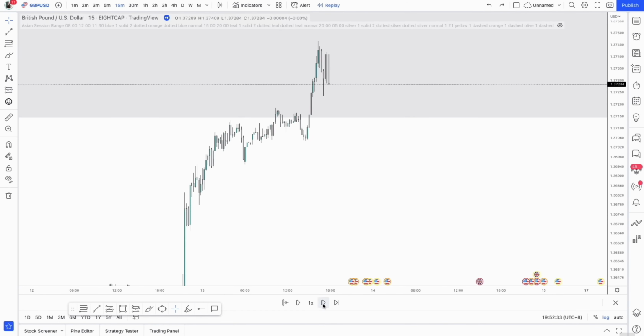So you can see now that we have put in the high, we've liquidated the high. So this wick has taken out this wick, which is a liquidation.